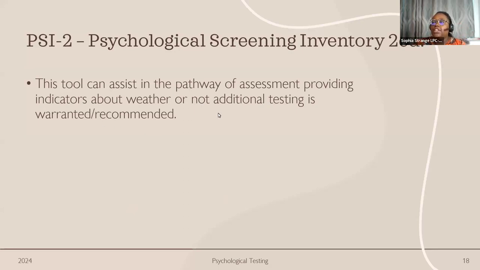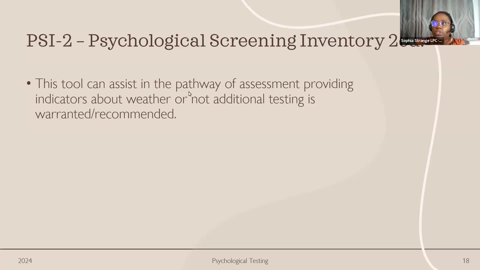PSI-2, Psychological Screening Inventory, it's a pathway assessment and it provides indicators about whether or not additional testing is warranted. So this is, we don't have enough information at all to know anything. I just got this kid. He came into my office and was screaming, or he wouldn't talk at all, but I gather from his presentation that I'm not going to be able to get the report from this child for one reason or the other. But if we administer this screen, it will tell us if there's areas that we need to really be focusing on in the testing process so that we don't miss something.